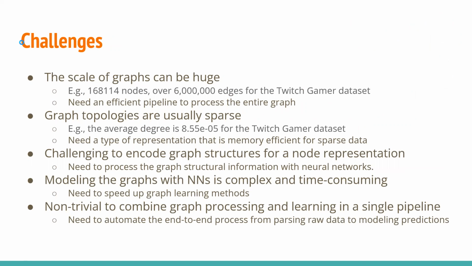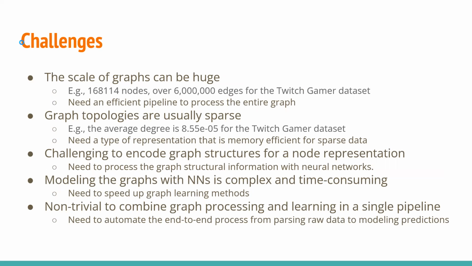However, there do exist some great challenges in analyzing graph structured data. First, the scale of graphs can be very large and meanwhile very sparse. For example, the social network data of Twitch, a game streaming platform, has over 160,000 nodes and over 6 million edges, but the average degree for each node is only around 10 to the power of minus 5.